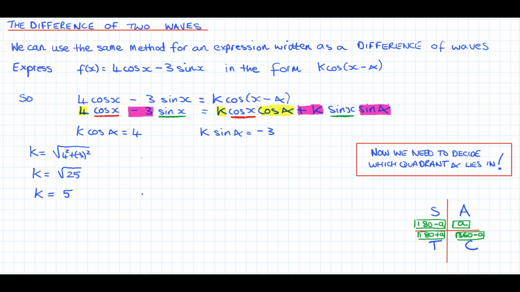After which you would write k is equal to the square root of 4 squared plus negative 3 squared, square root of 25, which is 5. So that's us found k.